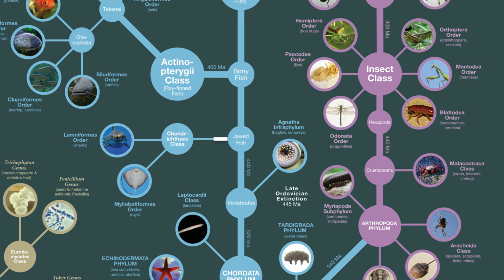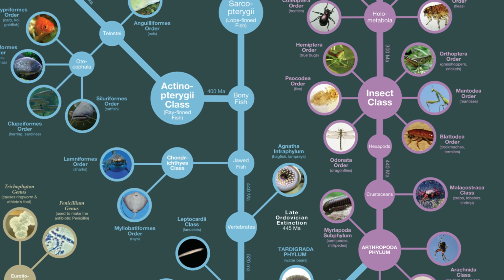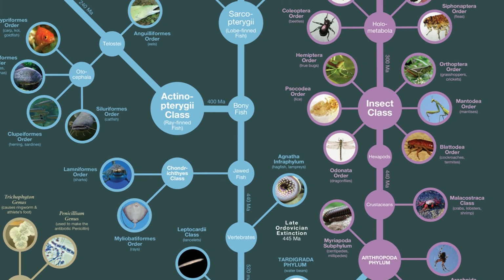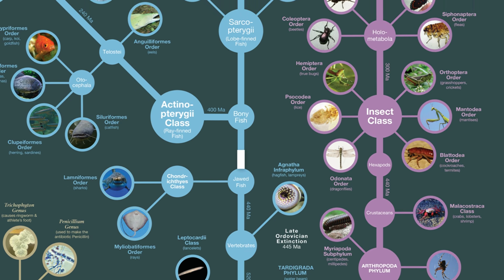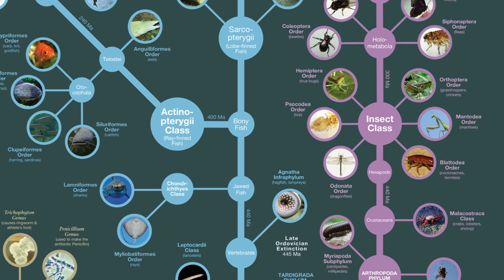On the one hand, we get fish with skeletons primarily composed of cartilage, like sharks and rays. And on the other, we get fish with skeletons primarily made of bones, which are much harder. If we follow this bony fish line, we'll see that things once again split in 2. We get ray-finned fish and lobe-finned fish.